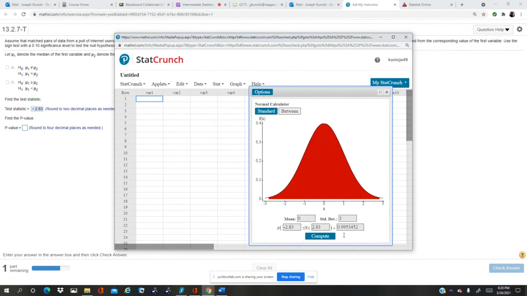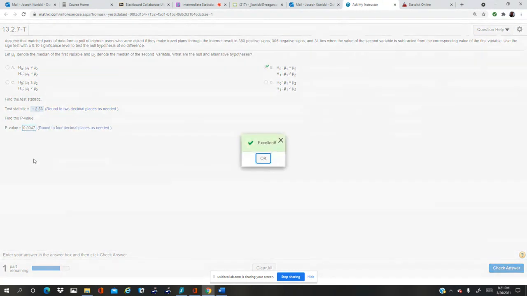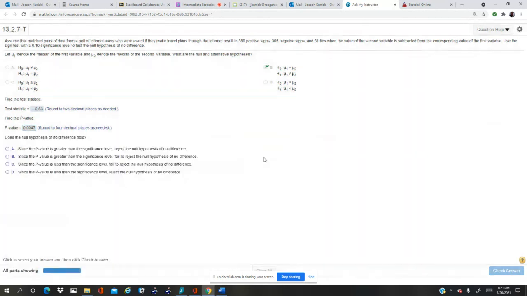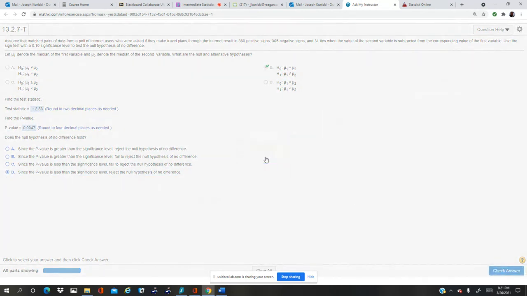So it'd be 0.0047 to 4 decimal places. That's quite small, obviously less than 10%. It's 0.5%. So since the p-value is less than the significance, we will reject the null hypothesis of equal medians. There's obviously a difference.